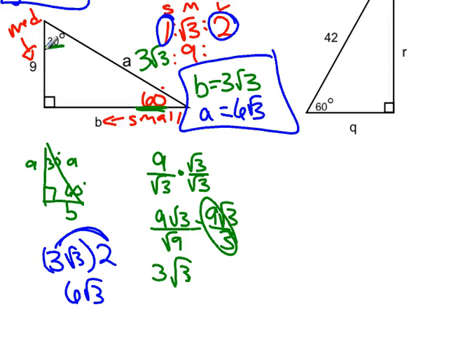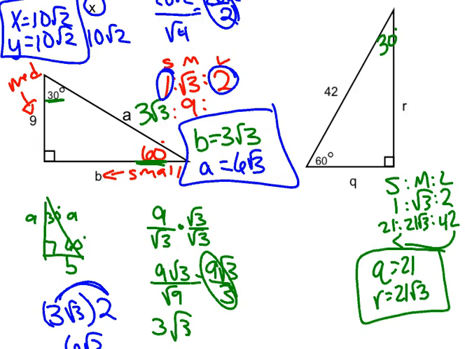This next one should work out a little nicer because they didn't give you the medium side. I'd like you to pause the video and try it on your own. Alright, you can see my answers down there in my green box. I'll box it in again in blue. I got Q to be 21 and R to be 21 root 3. You can kind of see my work. What I knew was the 42. I worked backwards to get to the small, and then I used that to find the medium.